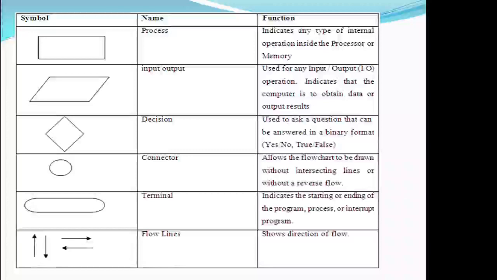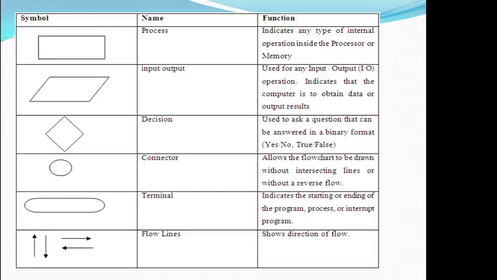The first one is this one, rectangle. It is called process, indicating any type of internal operation inside the processor or a memory. The second one is this one, which looks like a slanted rectangle. It is what? It is called input output. So it is used for what? Any input or output operation, indicating that the computer is to obtain data or output results.